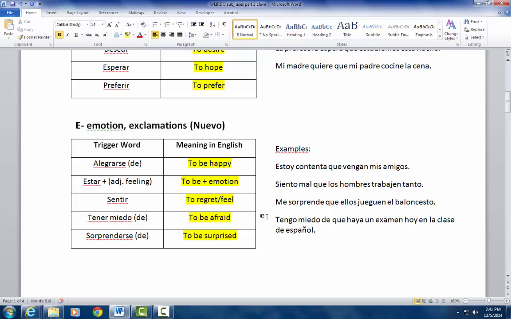Here's some examples. Estoy contenta que vengan mis amigos. Siento mal que los hombres trabajen tanto. Me sorprende que ellos jueguen al baloncesto. Tengo miedo de que haya un examen hoy en la clase de español. Hopefully that one's never true for you guys. You're never afraid of Spanish quizzes and tests, right?